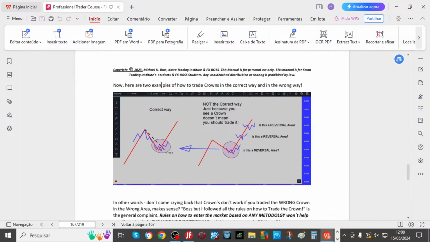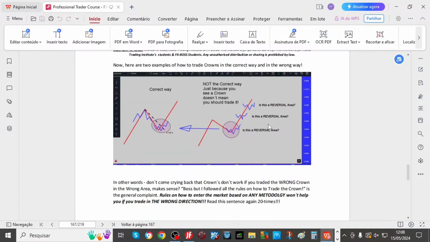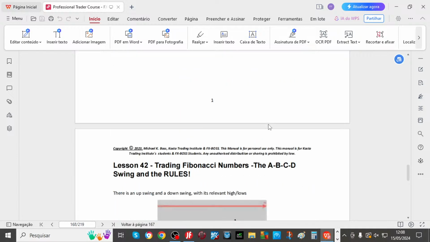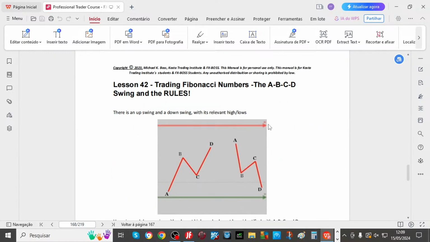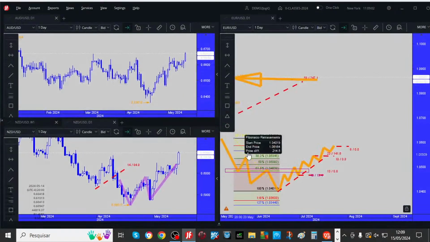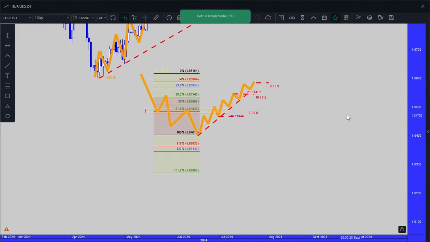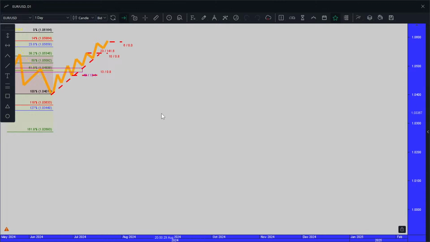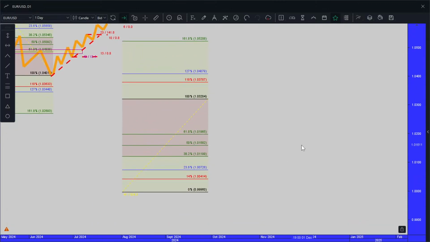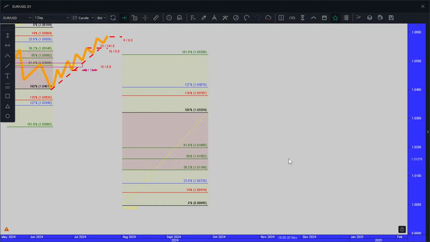Alright, now here are 2 examples of how to trade crowns in the correct way and the wrong way. We talked about this yesterday. And trading the Fibonacci number. So there is none. Alright, let's go here. Okay, everybody, it's a no-brainer. False crowns and the Fibonacci. Where do false crowns appear?